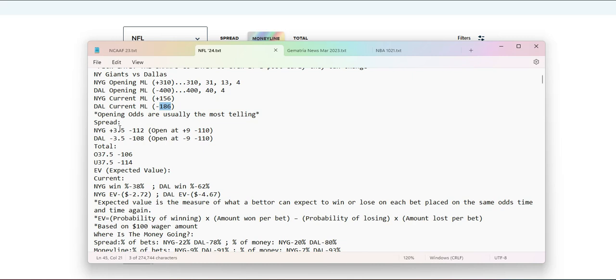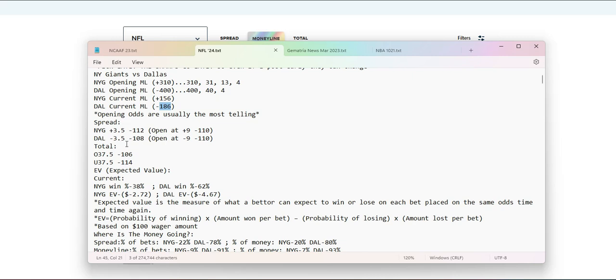Plus 3.5 and minus 112 costs on the spread. For the Giants, they opened at 9 point underdogs at minus 110. Cowboys opened at 9 point favorites at minus 110 cost. Now they're minus 3.5 points at minus 108.